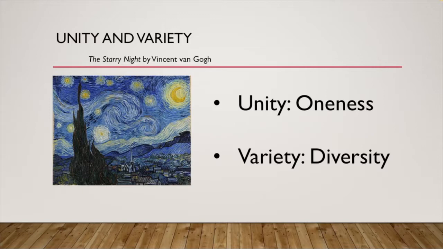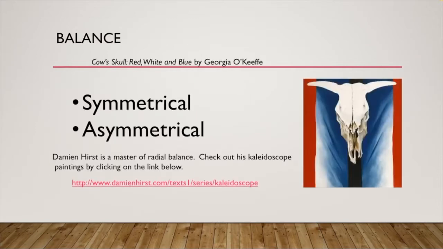Now, as far as variety goes, he uses a variety of shapes. Like we see large shapes of the cypress tree at the front to the left, and we see the large moon, but the village is small. We also see his use of organic and geometric shapes. It adds variety to this piece.